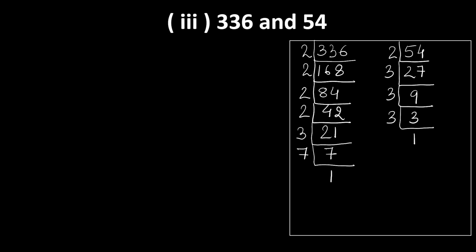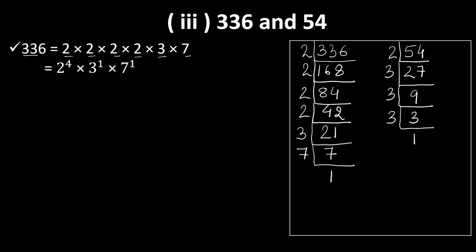So therefore, now we will write 336 and 54 as the product of their prime factors. 336 is equal to 2 into 2 into 2 into 2 into 3 into 7, which can be written as 2 raised to 4 into 3 raised to 1 into 7 raised to 1. Also 54, we can write as 2 into 3 into 3 into 3. And this can be written as 2 raised to 1 into 3 raised to 3.